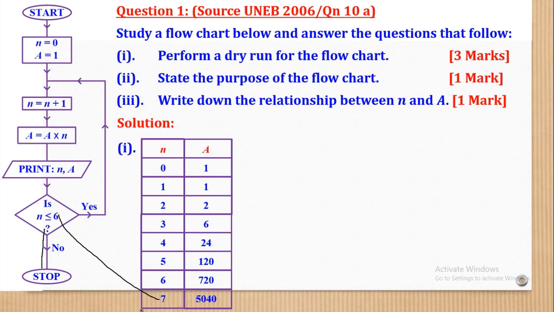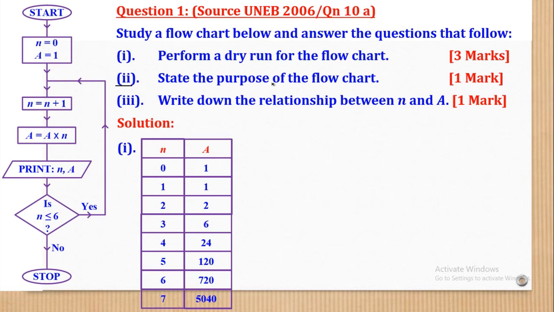Now stopping means that you don't continue tabulating more values. That is why you see that my tabulated values stop at n equal to 7. So that is how you can know where to stop in a dry run. So with that, our dry run is complete. Now we shall go to the next part.